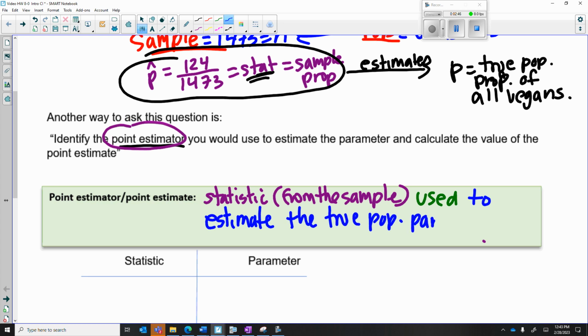So you guys know in this class, I've been telling you, it's too hard sometimes to get the true population number. I'm not going to poll all the people in the US and ask them how many of you are vegans. That's too much work. It's tiring. It's time consuming. So I'm going to use a sample and try to estimate using that sample statistic and hoping that it's a good statistic to estimate the true parameter.